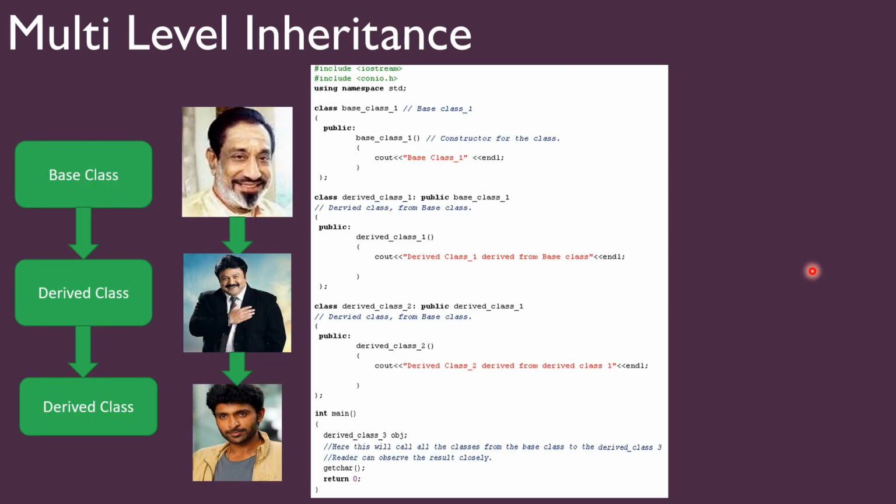Now again, multilevel inheritance. This time we have the third generation pulled in. We have Sivaji Ganesan, evergreen, and Sivaji Ganesan has given birth to the derived class which is nothing but Prabhu, and Prabhu has given birth to Vikram Prabhu.